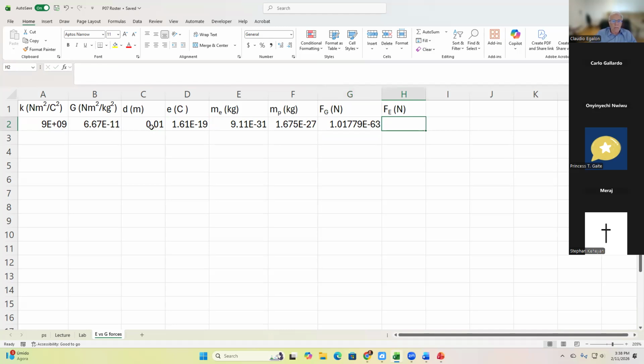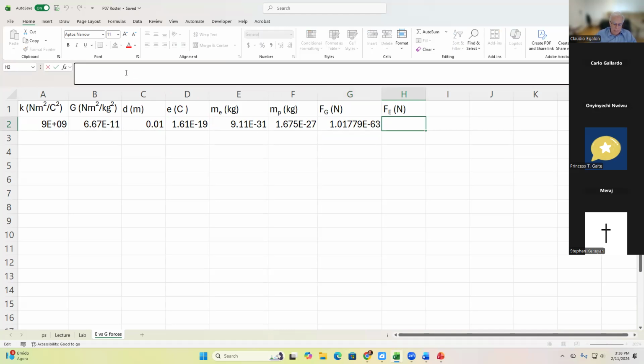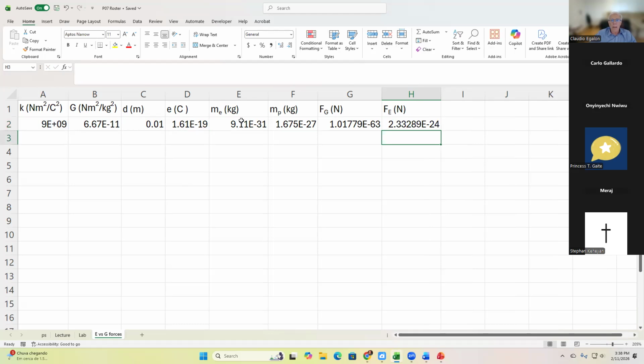If you do the same calculation for the electric force, let's see what we get. K, charge of the proton times the charge of the electron divided by the distance between them squared. And look here at those two values. One is 10 to minus 63, the other is 10 to minus 24. How many orders of magnitude greater? Right? Let's do the math here.